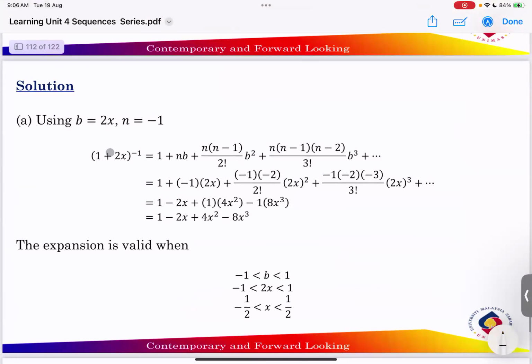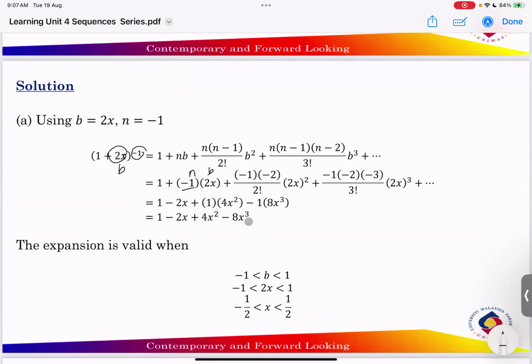Let's see how we're going to do it. Bring this formula here. b is 2x, n is negative 1. This one is your b, this one is your n, so you can put this into the formula: 1 plus nb, where n is negative 1 times 2x. Then we put it into this formula, continue, and we get this answer.